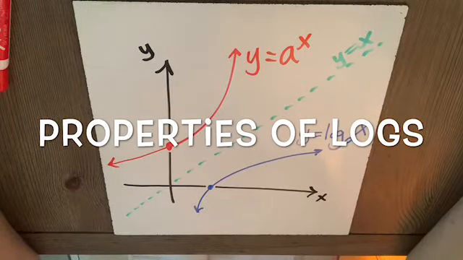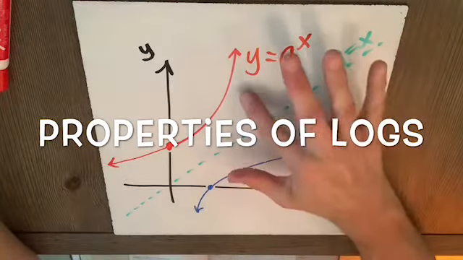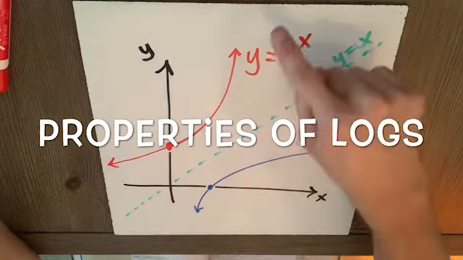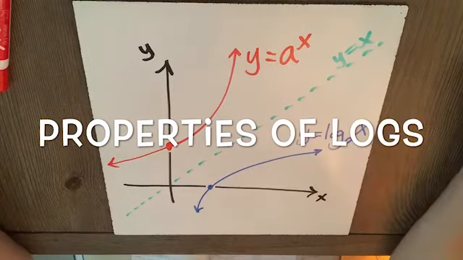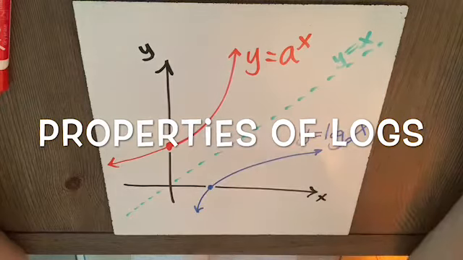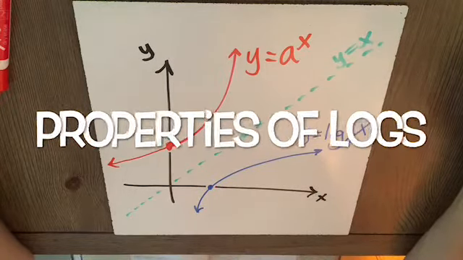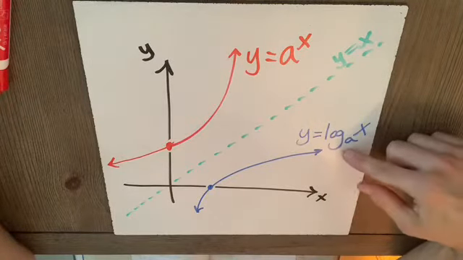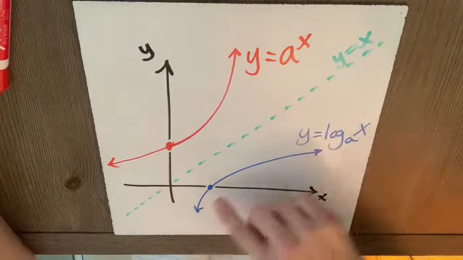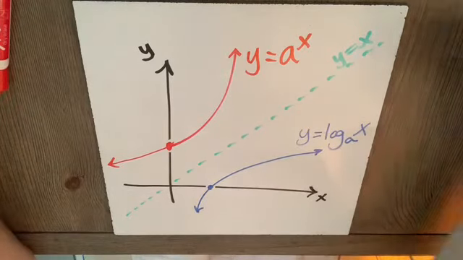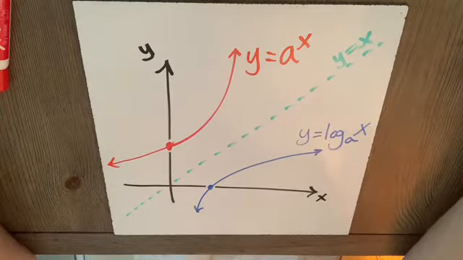We're not going to beat the dead horse here. We've seen that y equals a to the x is an exponential function. In this case, a is greater than 1 because we have exponential growth. And its inverse is y equals log base a of argument x. And it's the mirror image over this line, y equals x. They are inverses. They are connected.